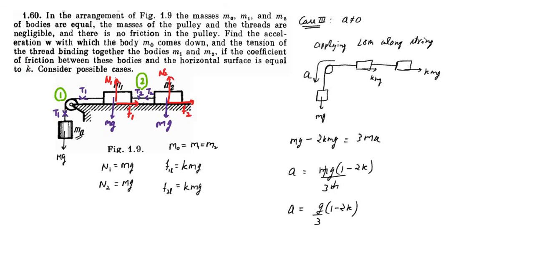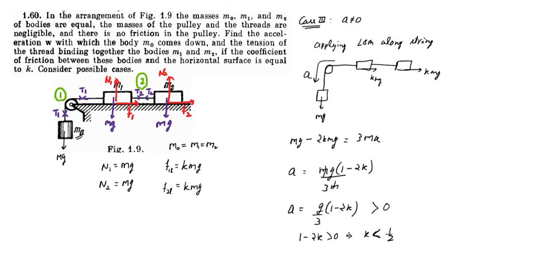So for this case, acceleration should always be greater than 0. Here we have already taken that acceleration is not equal to 0. That means acceleration should always be greater than 0. So for this case, a should be greater than 0. That means 1 minus 2k should be greater than 0. This will imply k should be less than 1 by 2.